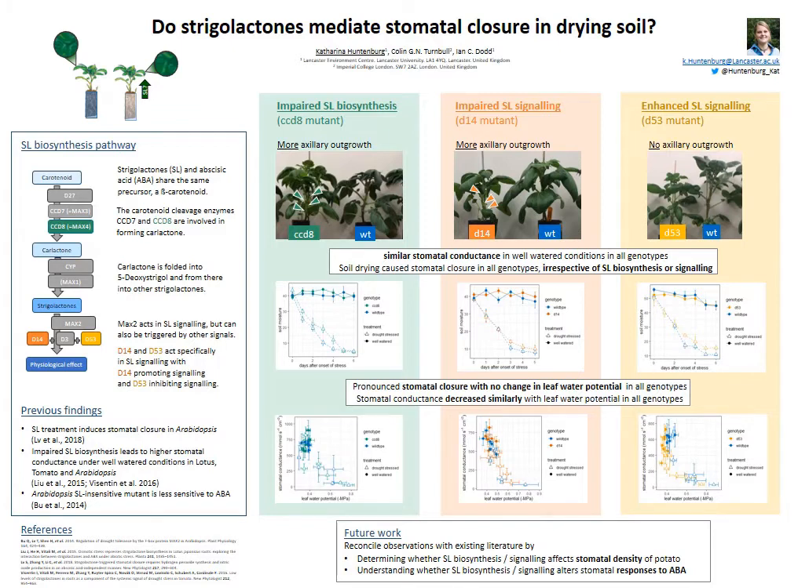I currently have 2 hypotheses. A, the change in stomatal conductance is due to the different stomatal densities in the different genotypes. Or B, the strigolactone impaired mutants produce more ABA via a feedback mechanism, and that then results in the same phenotype as the wild type.